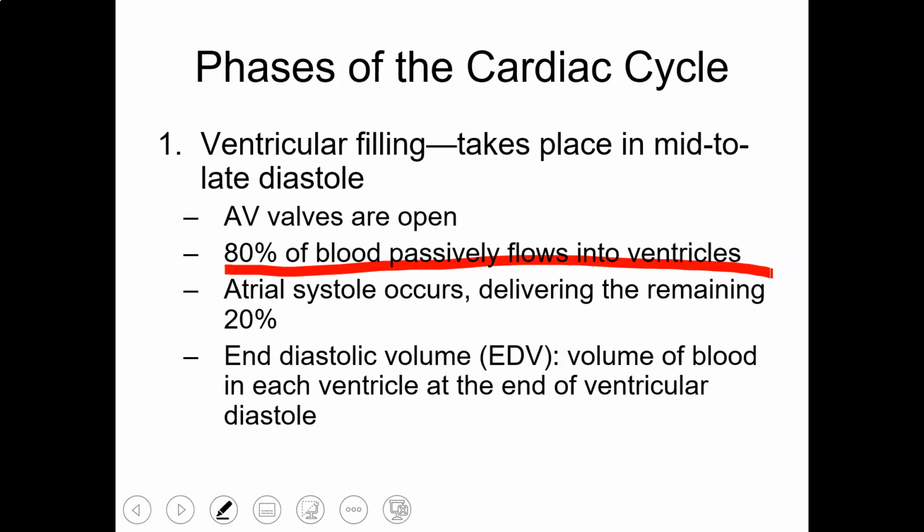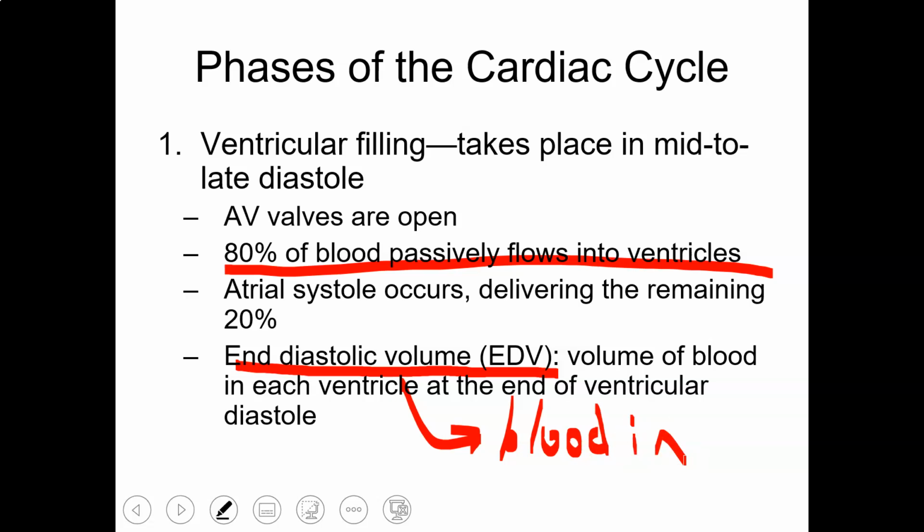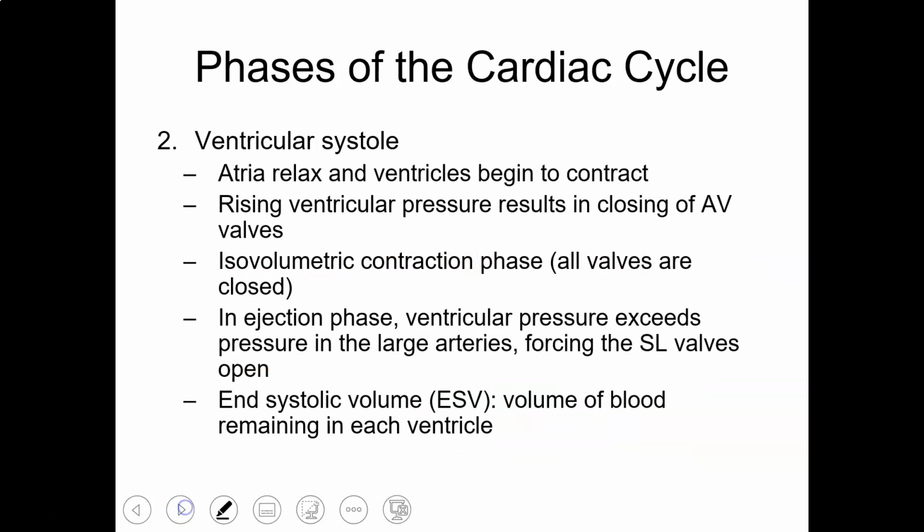This brings us to our first important value, the end diastolic volume. This is the amount of blood in the ventricles at the end of ventricular diastole. Translation: blood went in. How much blood went into the ventricle? End diastolic volume. Stick with it.